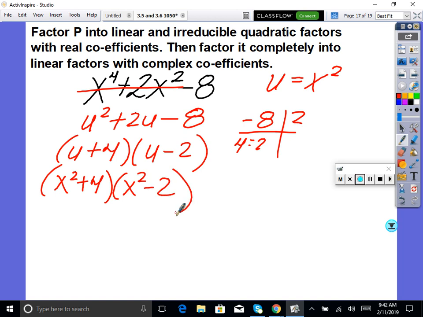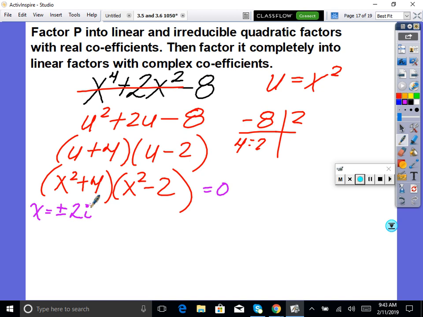Everybody good? Do you guys see how we factored it down to quadratic factors? That is quadratic factors. Now from there, technically it doesn't factor anymore. But it says, then factor it to its linear factors with complex coefficients. So it's saying, now we do want you to factor it completely. Well, we can't factor this unless we know the solutions, and then we'll work backwards. So what would be my solutions here? x is equal to plus or minus 2i.